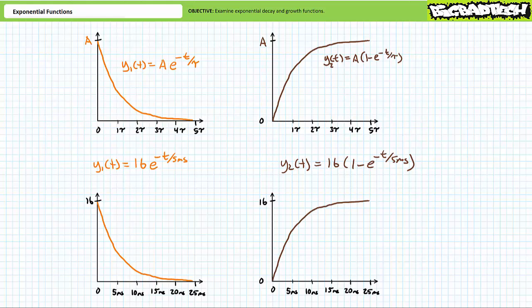In summary, y1 of t goes from 16 to 0 in 25 milliseconds, and y2 of t goes from 0 to 16 in 25 milliseconds. If you think about it, it's really formulaic. All you need to know is the start point, the end point, and the time constant.